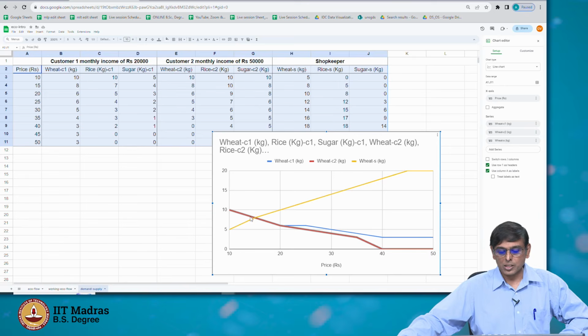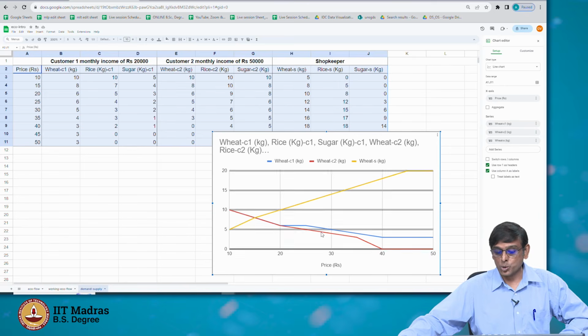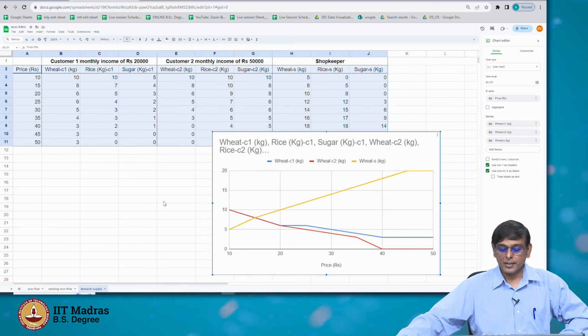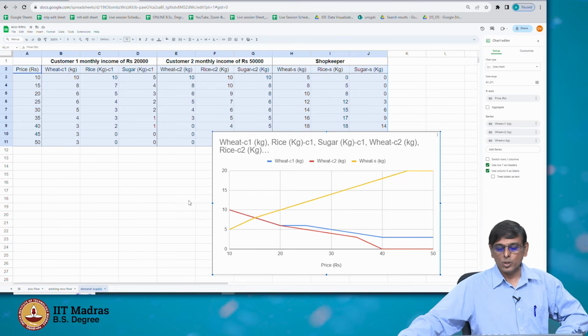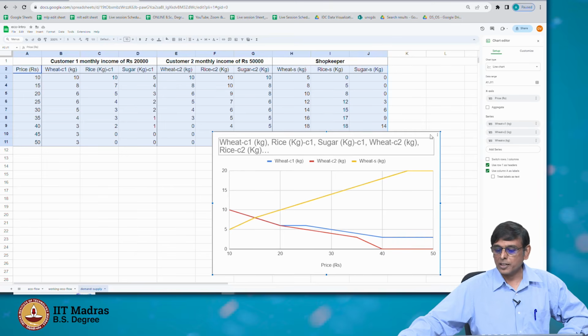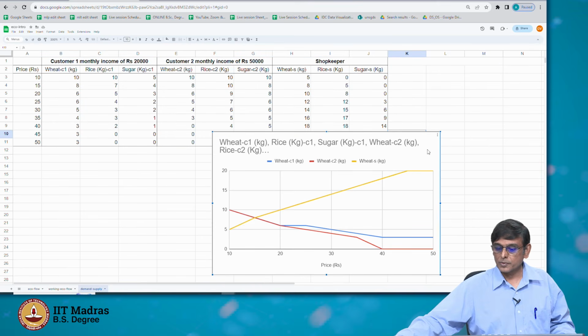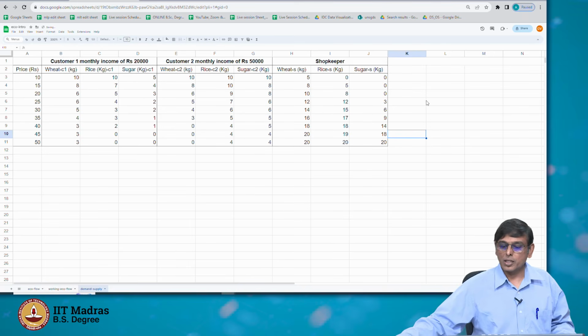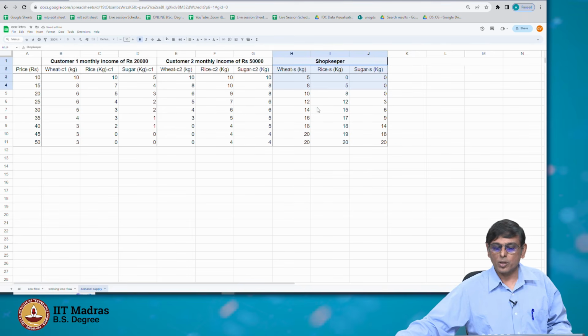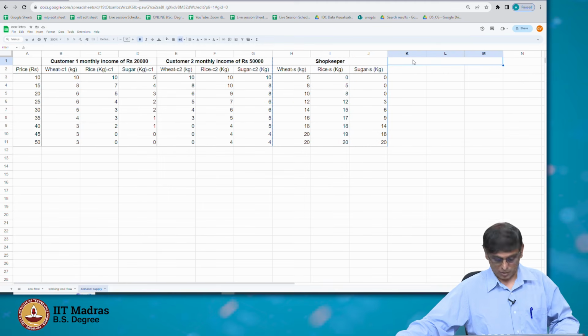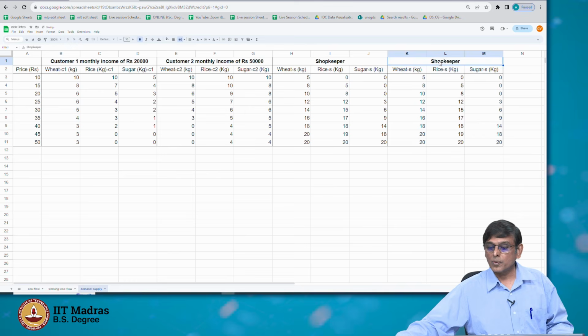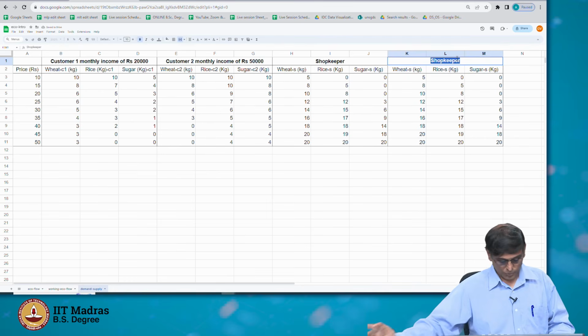But because both customers are there, we got to add these two things. We got to add the wheat of customer 1 and customer 2. Right now in this chart we didn't have addition. So maybe that's what I should have done first, right? So let me just delete this chart, and let me add one more thing here. Call it total demand.